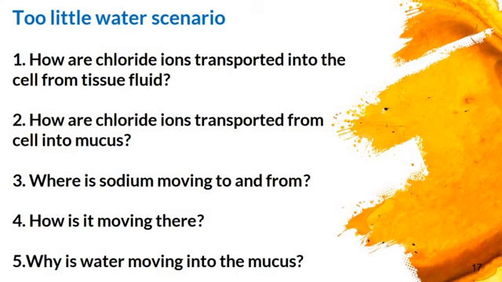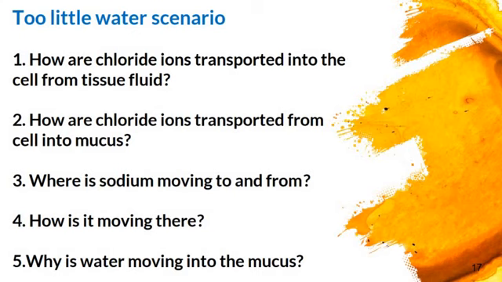So lastly, why is water moving into the mucus? We can say there is a low water potential in the mucus due to the presence of sodium and chloride ions. So water moves from an area of high water potential, such as a cell, into the mucus.